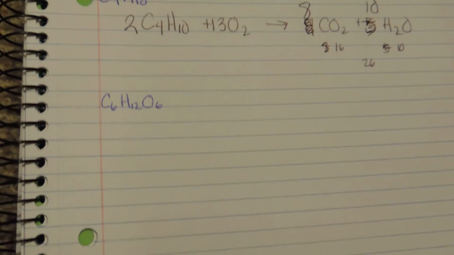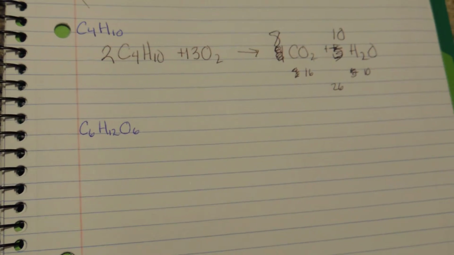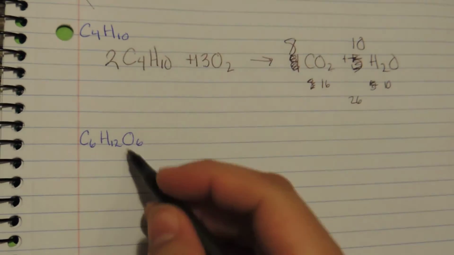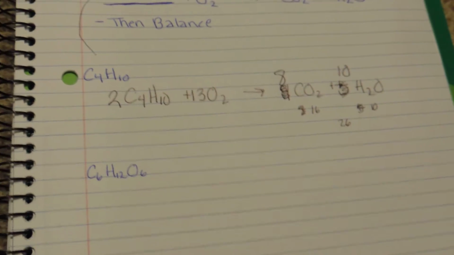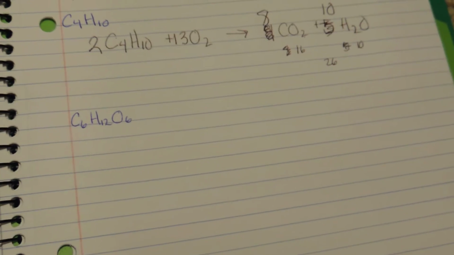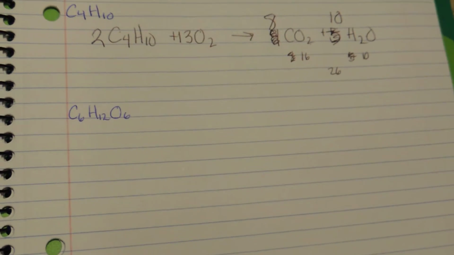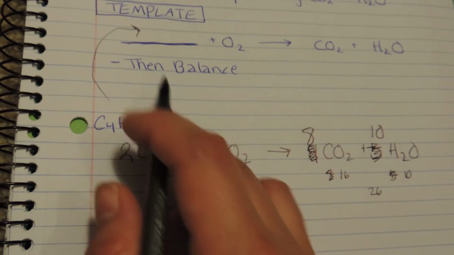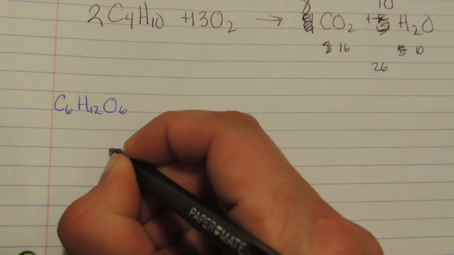Okay, let's go to our second example. So C6H12O6, and the directions would say something like, write the complete combustion for this compound. So in this case, it's C6H12O6. And again, all I'm going to do is plug it into my template for complete combustion.